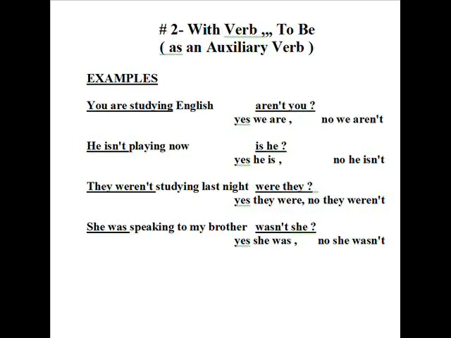He isn't playing now. Remember, the statement is negative, so the question must be in the affirmative. We'll say it again. He isn't playing now. Is he? Yes, he is. No, he isn't. They weren't studying last night. Were they? Yes, they were. No, they weren't.